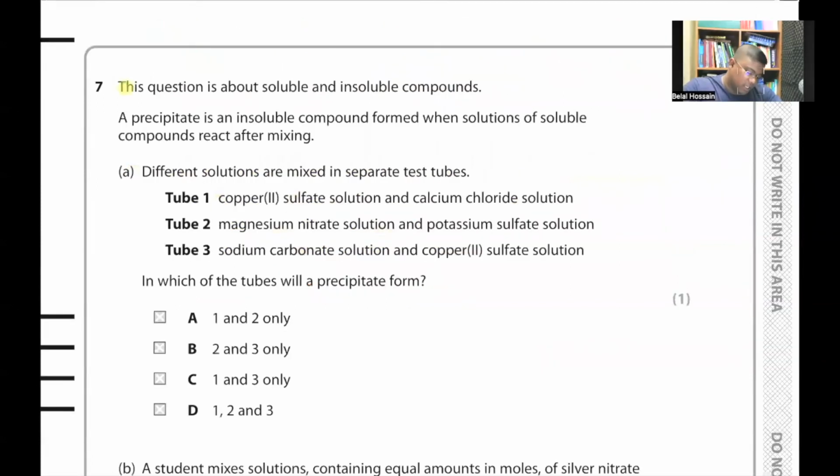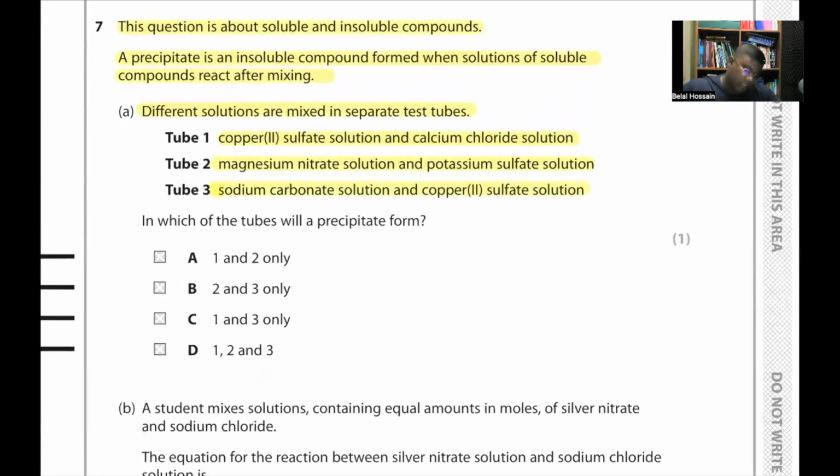Question 7. This question is about soluble and insoluble compounds. A precipitate is an insoluble compound formed when solutions of soluble compounds react together. Different solutions are mixed in separate test tubes: copper II sulfate and calcium chloride solutions; Tube 2, magnesium nitrate and potassium sulfate solutions; Tube 3, sodium carbonate and copper II sulfate. Now the question is, in which of the test tubes will a precipitate form?